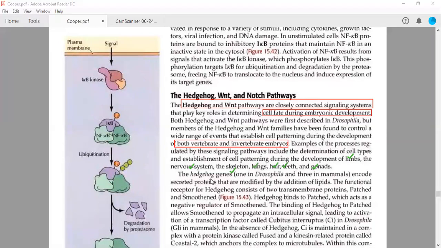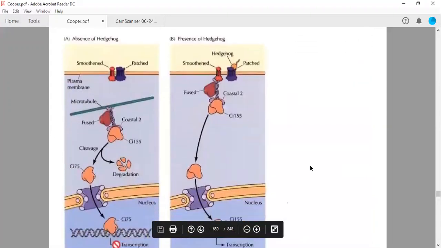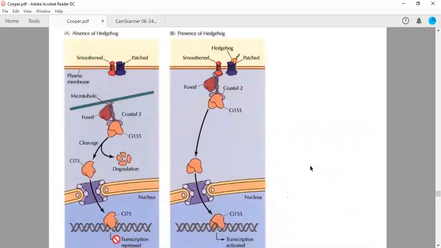Now, the hedgehog gene is responsible for forming a receptor. Let me scroll this. So see here, this is your hedgehog pathway inside the cell. The gene will encode a protein that is shown here in this form. This hedgehog protein is a secreted protein. So this yellow colored protein is called the hedgehog protein, which is encoded by this particular gene.